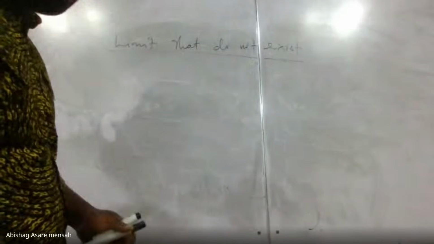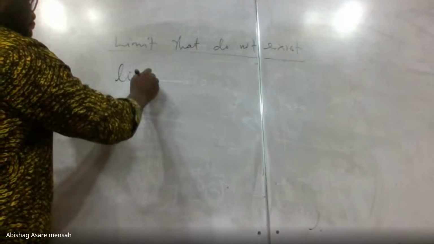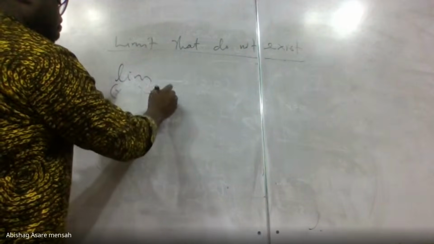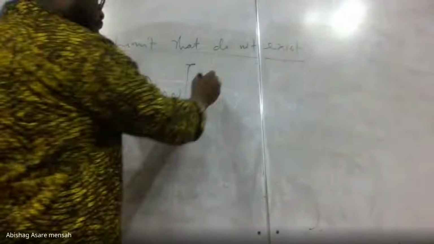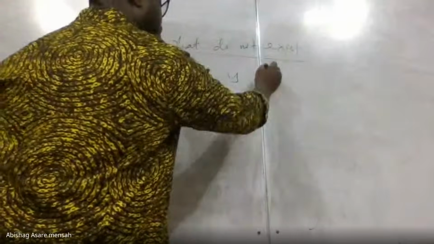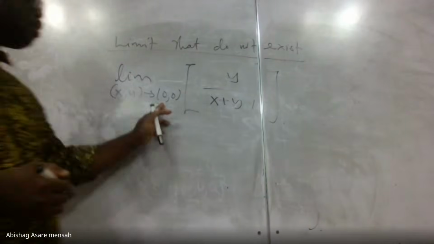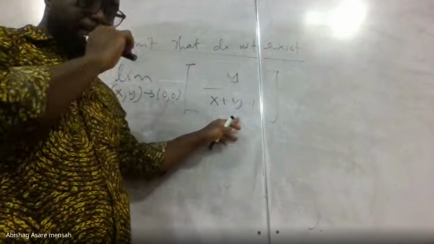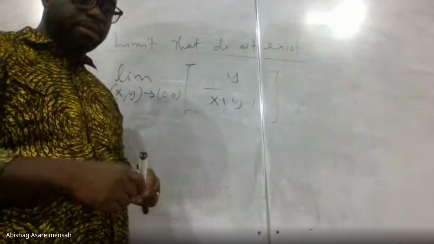Remember, I gave you this. The limit as x and y approach 0, 0. The function was y over x plus y minus 1. You saw that if you put 0, 0 inside, the result will be 0 over 0, which is what? Undefined. And actually, you say that it does not exist, but we need to test it and see.